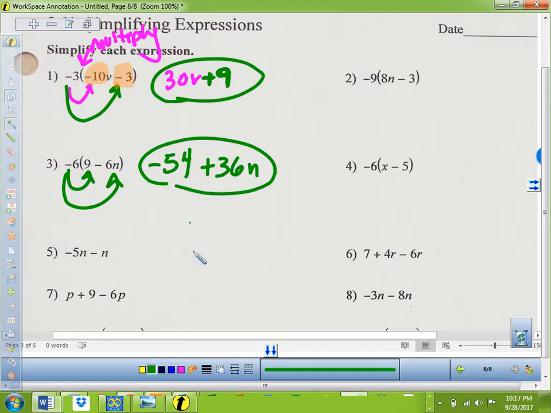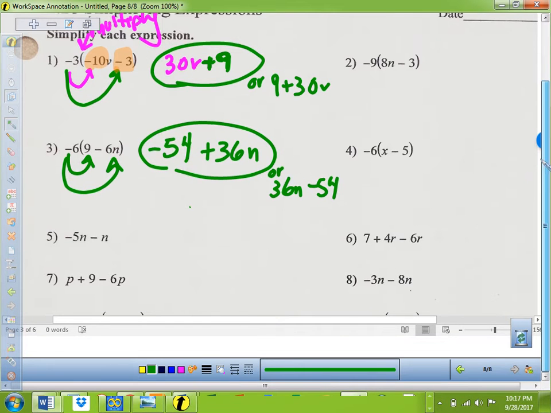So look at, there's one way. Now I forgot to write both. Remember, we can switch order. So on number 1, you could say 9 plus 30b. On this one here, you could say 36n in front and then the minus 54 in the back. It'd be the same thing. Okay. Maybe try 2 and 4 on your own if you want.